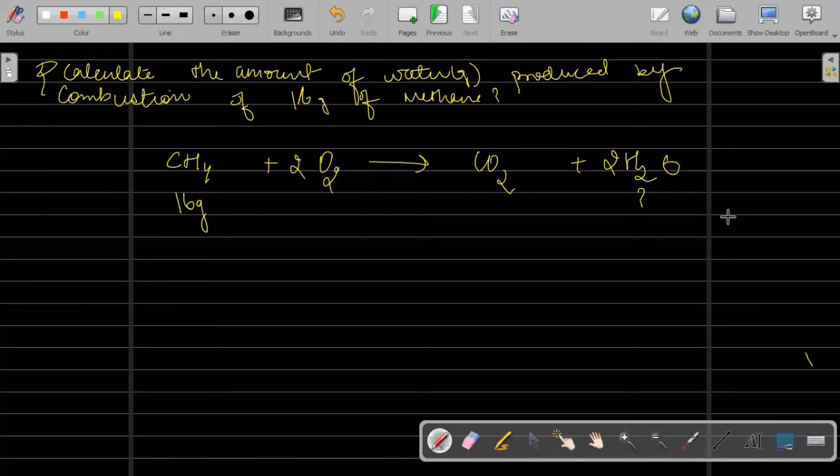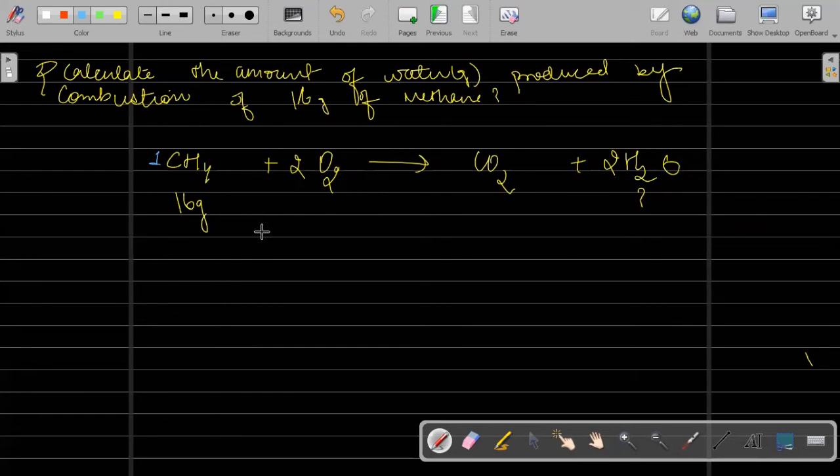32? 32 grams of water. Firstly, see here, when 1 mole of methane gives 2 moles of water, right? Yes. 1 mole of methane gives 2 moles of water. So for 16 gram of methane, how many moles of water?